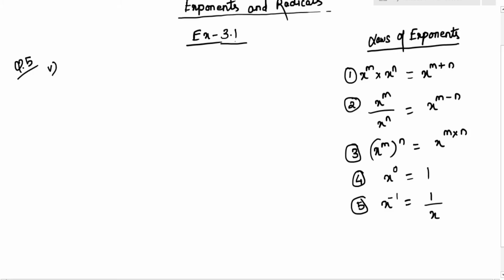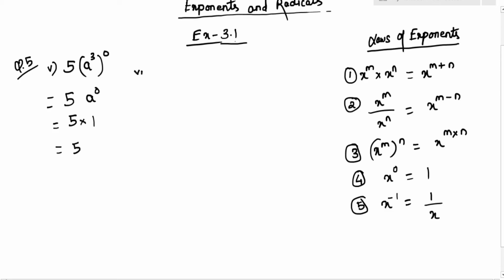Next is the fifth one, 5 a cube whole to the power 0. Power ka bhi power hota hai, to multiply hota hai. I already told you that means a to the power 3 into 0 is 0, and I already told you any number to the power 0 is 1, and 5 ones are 5.